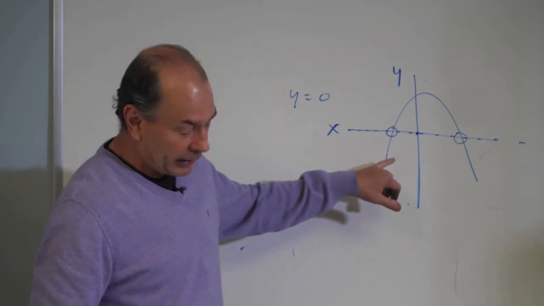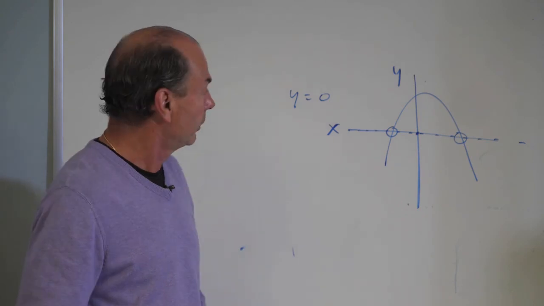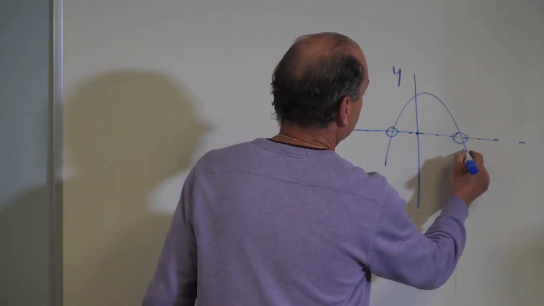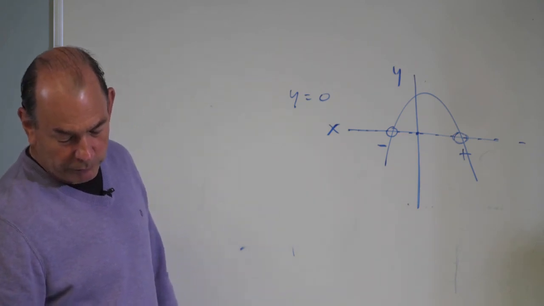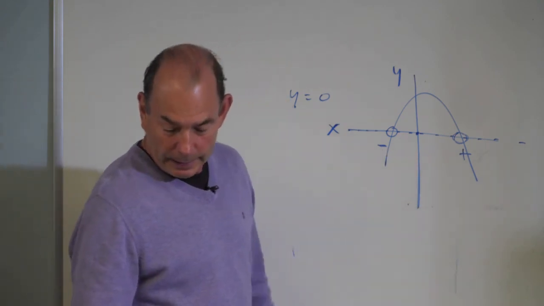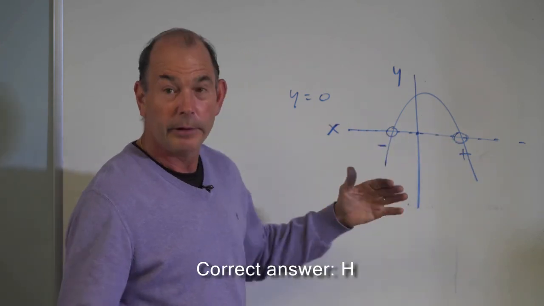Well, let's look at the answer choices. F says there are two different positive real solutions. Well, this is positive, right? But this is negative, so that's not right. G says there are two different negative solutions. No. And then H says there's one positive and one negative solution. Ding, ding, ding. That's the answer.